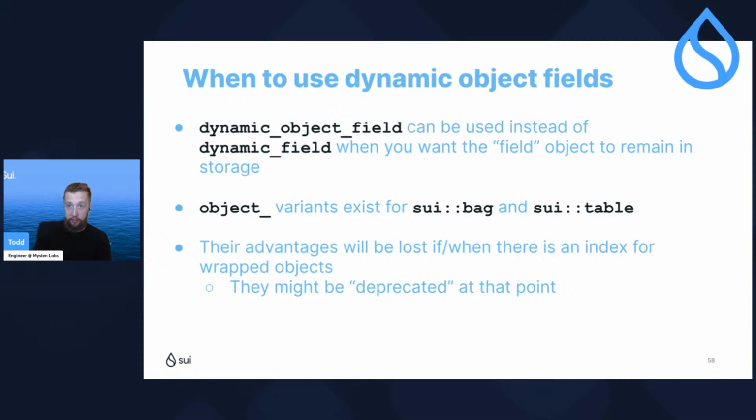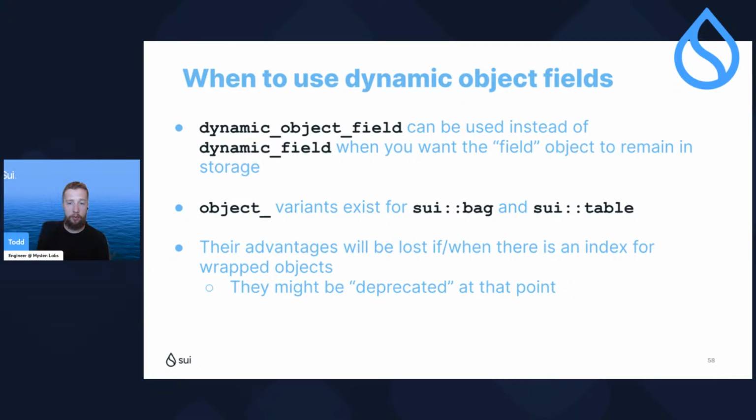So for dynamic object fields, I mentioned the RPC layer, and this is really a power user thing. Most of the time, dynamic fields are probably going to be just fine for you. But if your target object or your target value is itself an object, dynamic object fields will let the target object remain in storage. So this means that if you're trying to index them or you're accessing them through API calls, they're still going to be there even when they're wrapped.